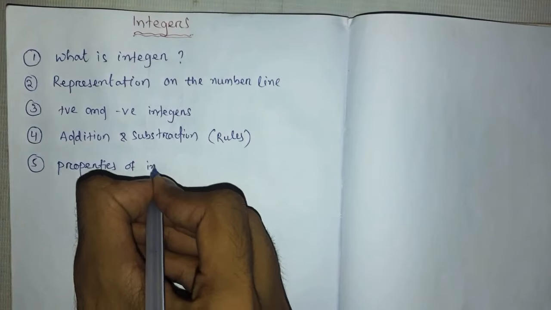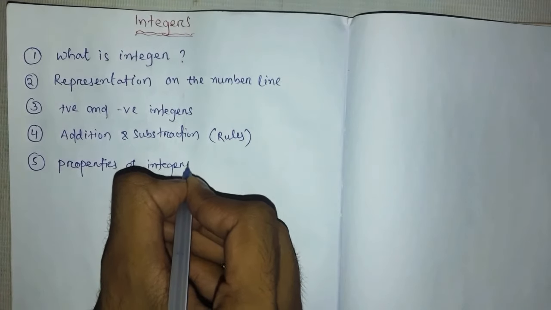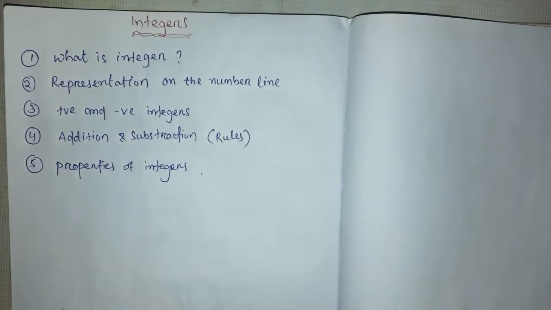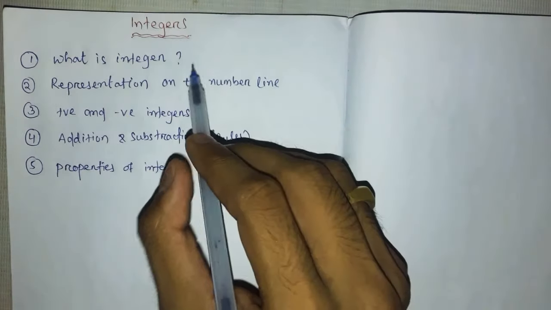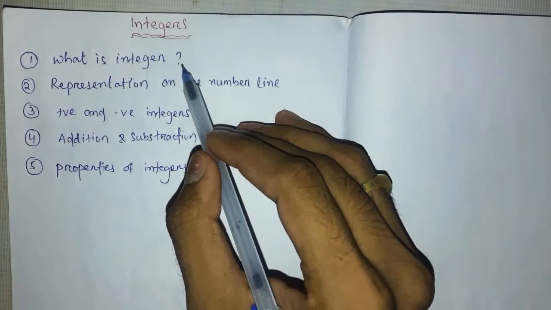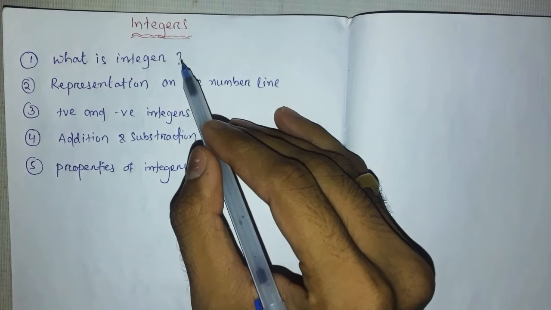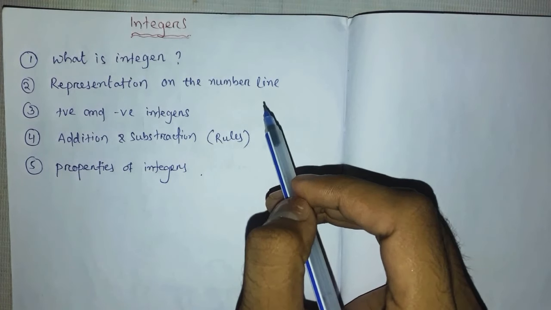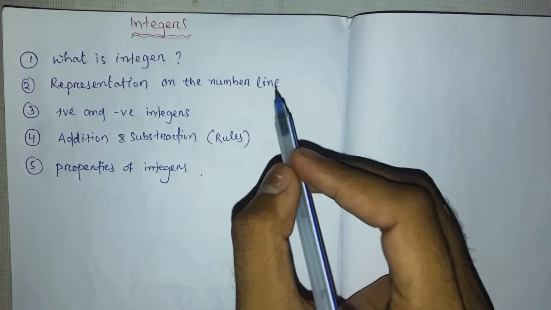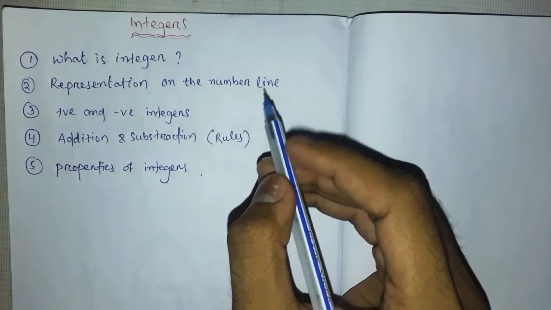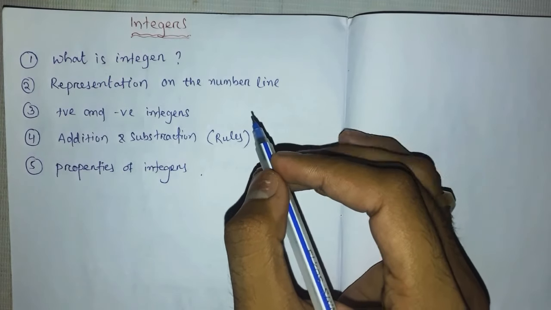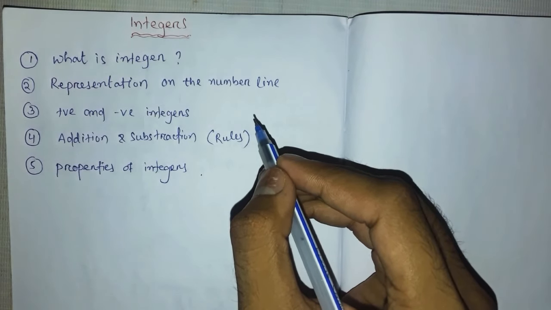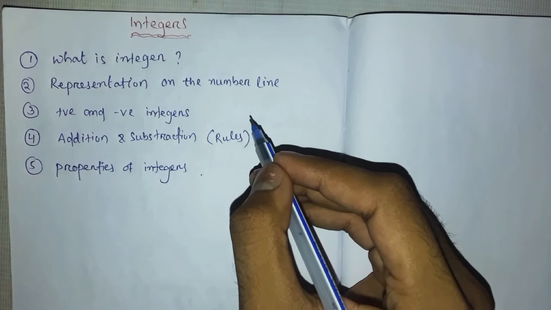Properties of integers. So in this chapter, at first, what is an integer, we will learn about integers at first, what it is exactly. Then after, representation on the number line, what is the number line and how can we insert the integer in a number line in a proper way, that we will learn.